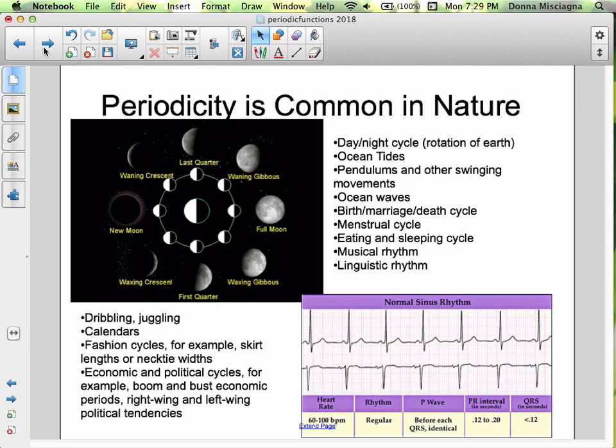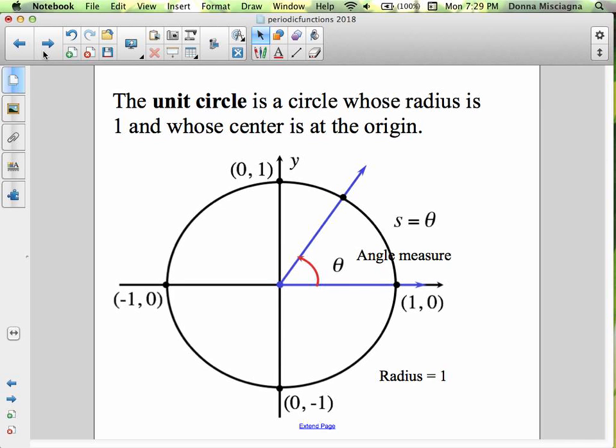go in cycles. Over here we have a normal sinus rhythm. That's your heartbeat. That's also periodic. And you hope it's periodic. If it's not, there's a problem. So it just repeats the same rhythm over and over again. So lots of things follow that.